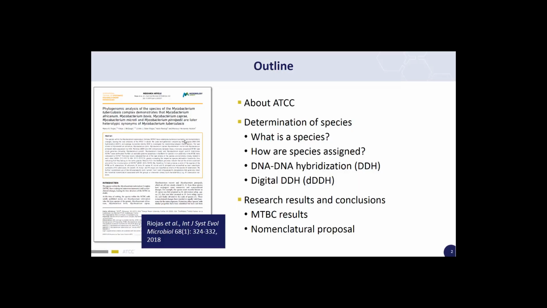As a brief outline for this webinar, I'll first describe ATCC and our mission. In order to properly discuss our paper, we'll need to cover some of the technical background of bacterial systematics, so I'll describe some concepts relating to bacterial species, how they are assigned, and more modern identification techniques, including DNA hybridization and digital DNA hybridization. Finally, I'll discuss our paper, including our methodology, results, and conclusions, and the nomenclatural proposal made to IJSEM.